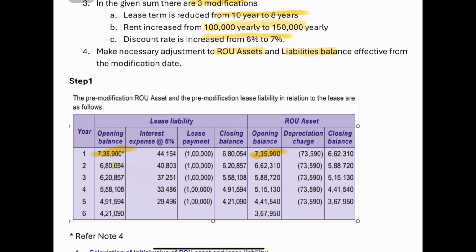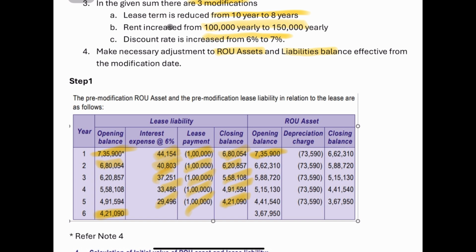Okay, then for the first year the interest expense will be 44,154, that is 6% on 735,900, and lease payment is 100,000. So your closing will be 680,054. That becomes opening next year. On opening of second year, if you calculate 6% again, you will get the next interest. Like that every year you have to calculate the interest, and every year the lease payment is 100,000. So your closing balance at the end of fifth year will become 421,090. That's the value of the lease liability as on the effective date of modification.